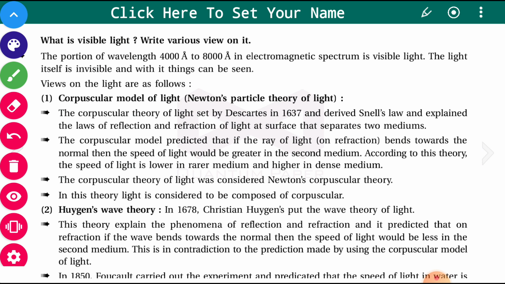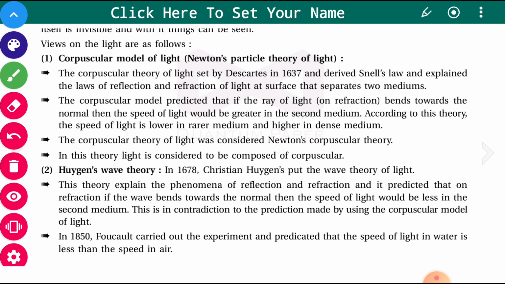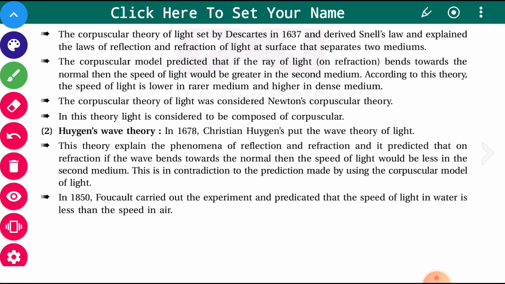The corpuscular theory of light was set by Descartes in 1637, and derived Snell's law and explained the laws of reflection and refraction of light at surfaces that separate two mediums. This we have already studied, refraction and reflection of light.